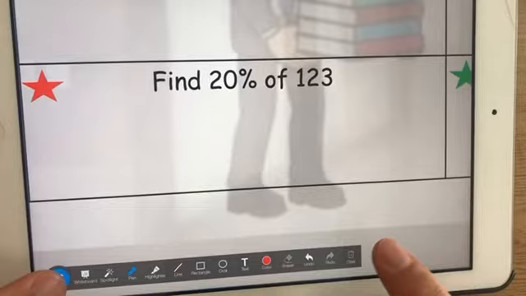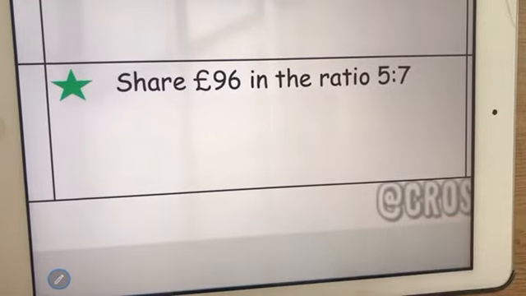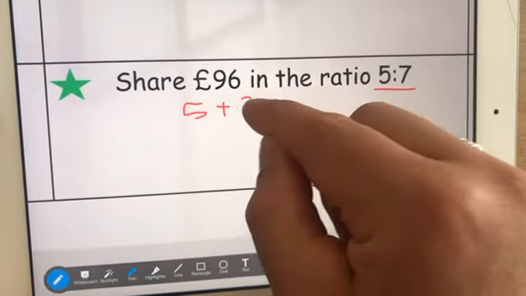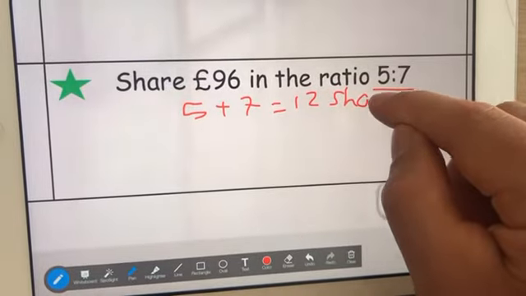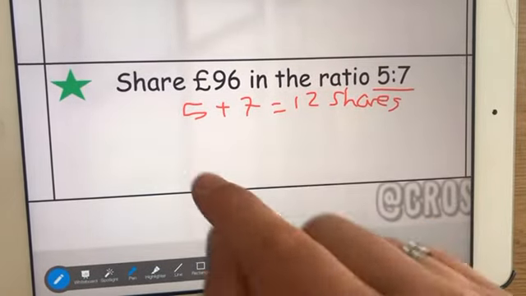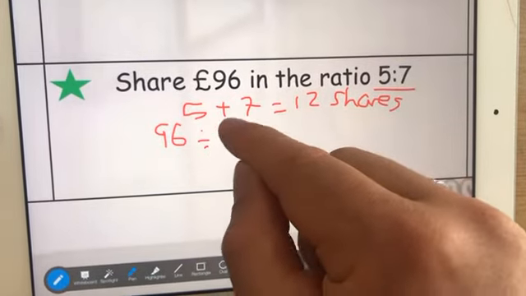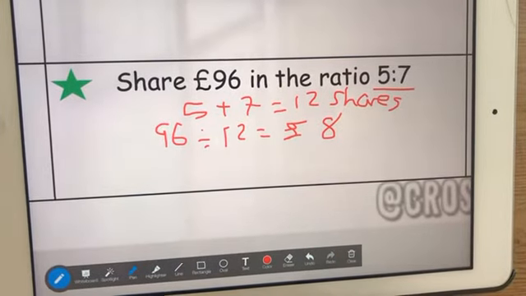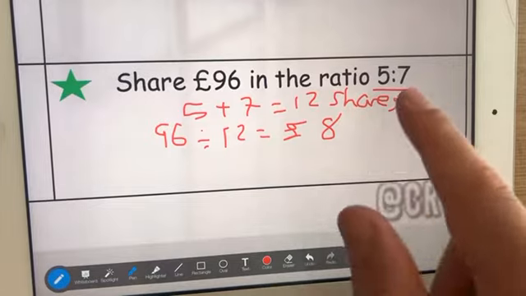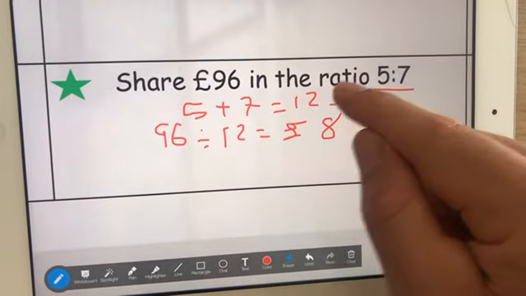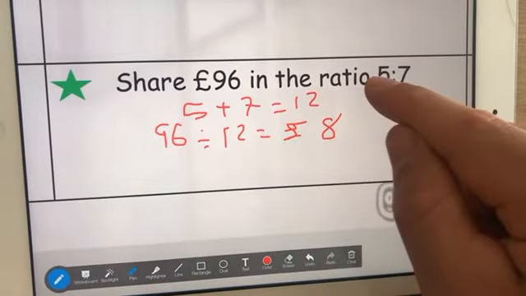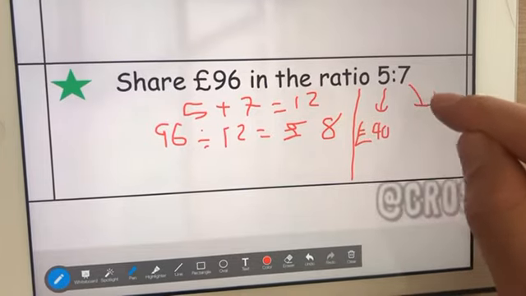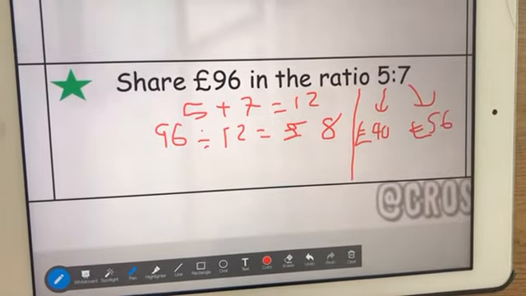Next one. Last two. Share £96 in the ratio 5 to 7. Okay, so we add our shares at first. That's this bit. 5 plus 7 gives me 12 shares. Then I divide my amount of money by the amount of shares I have. 96 divided by 12 gives me £8. It's supposed to be a pound sign, it doesn't look like one. That means if it's £8, so we've got our 5 share and our 7 share. 5 lots of £8 is £40. 7 lots of £8 is £56. Okay, and that's the question done.